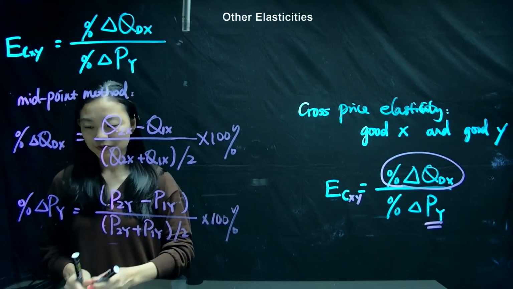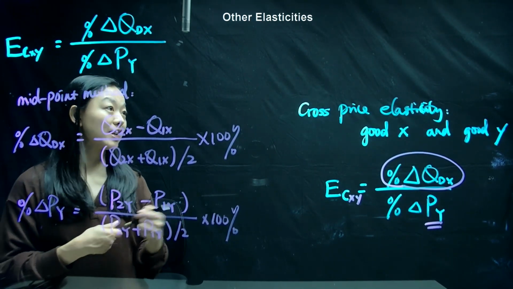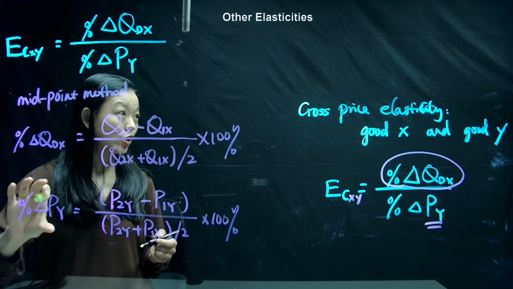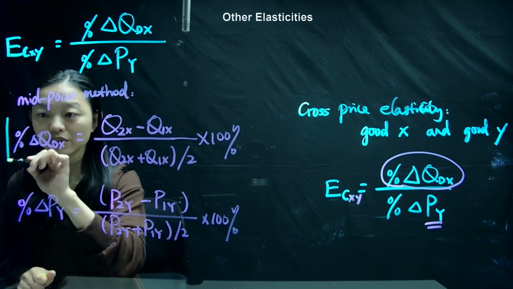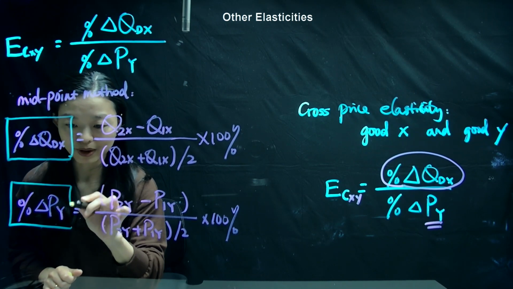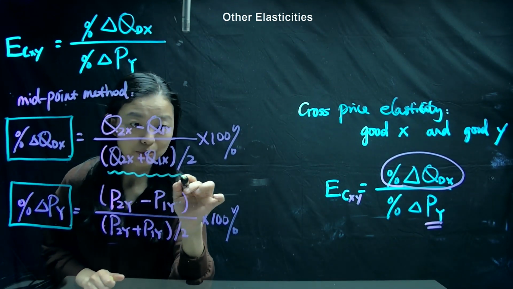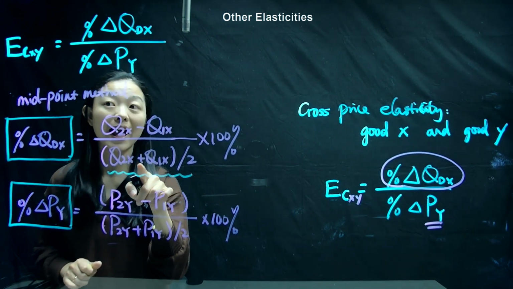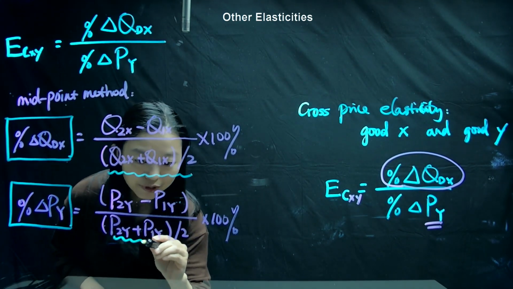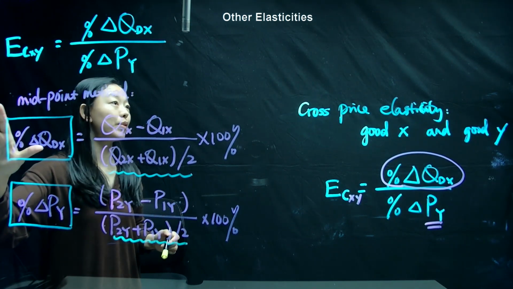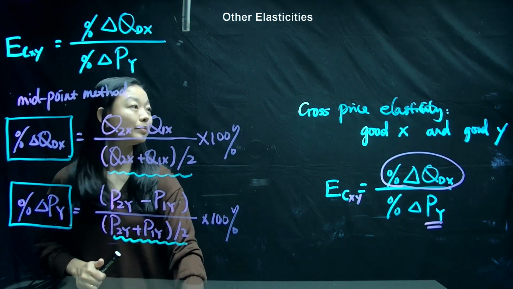Okay, so this is the way that we compute the percentage change in the demand of good X and the percentage change in the price of good Y. So for example, here, you should use the midpoint method, okay? The midpoint here comes from the average. This should be the average of good X's demand and the average of good Y's price, okay? So this is the way for us to compute the cross price elasticity.